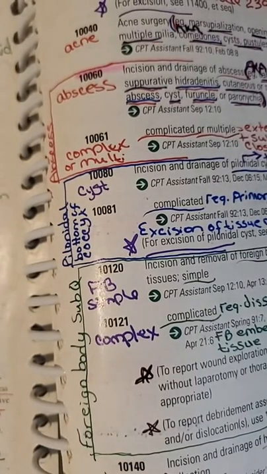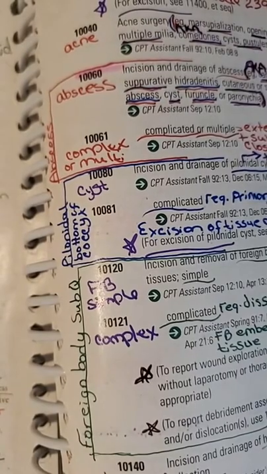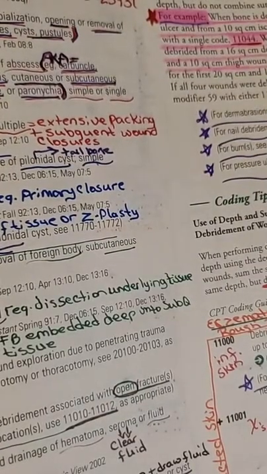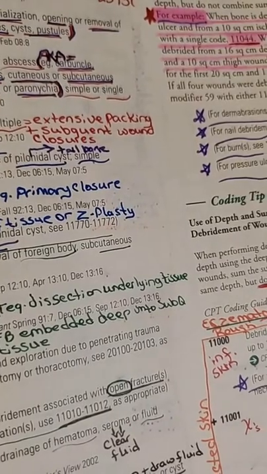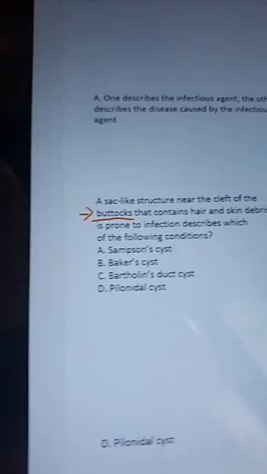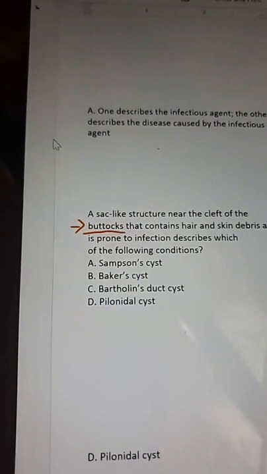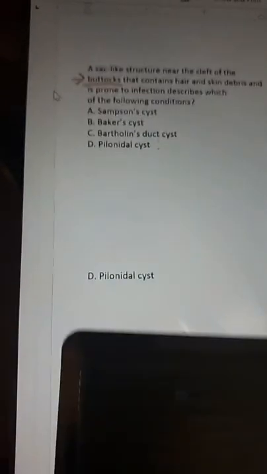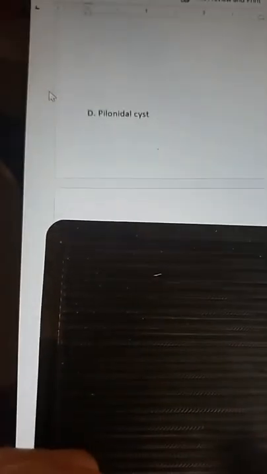I just dropped my mouse. Let me go dive for it real quick. On the floor. Ugh. All right. So yes, D is your right answer on that one, for sure. All right. Next one.